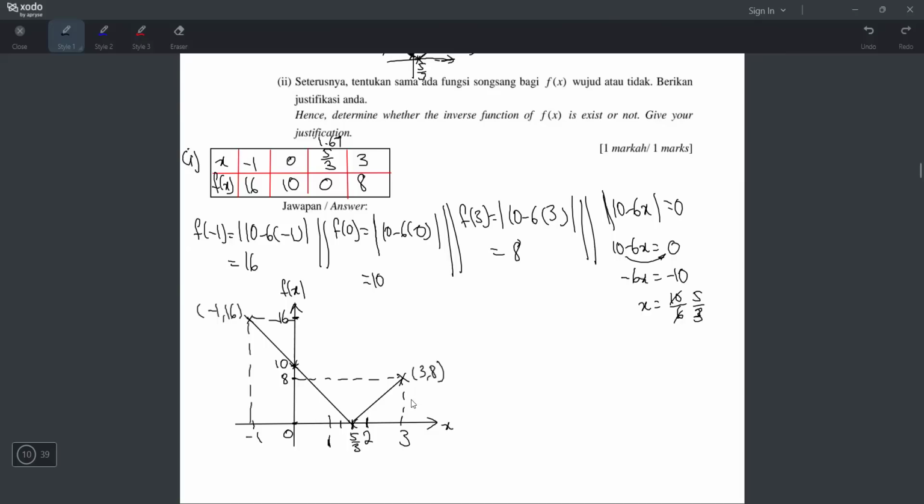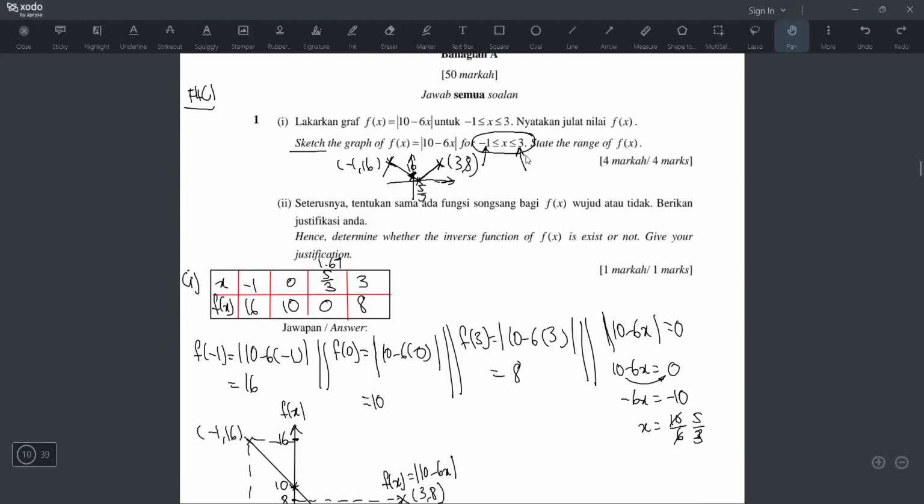Okay, so now we just write the equation. What's the equation of the line? f(x) equals what? Modulus 10 minus 6x. Okay, you are done. Sudah siap. This is how you get full marks for the sketch question.